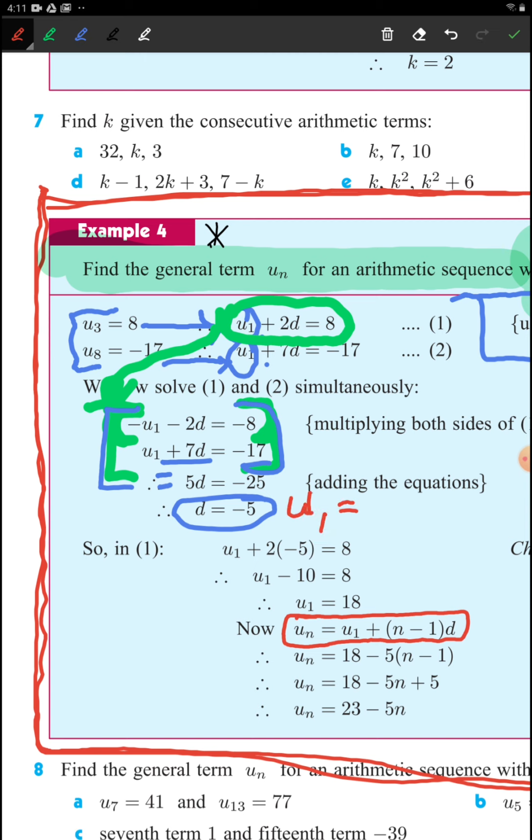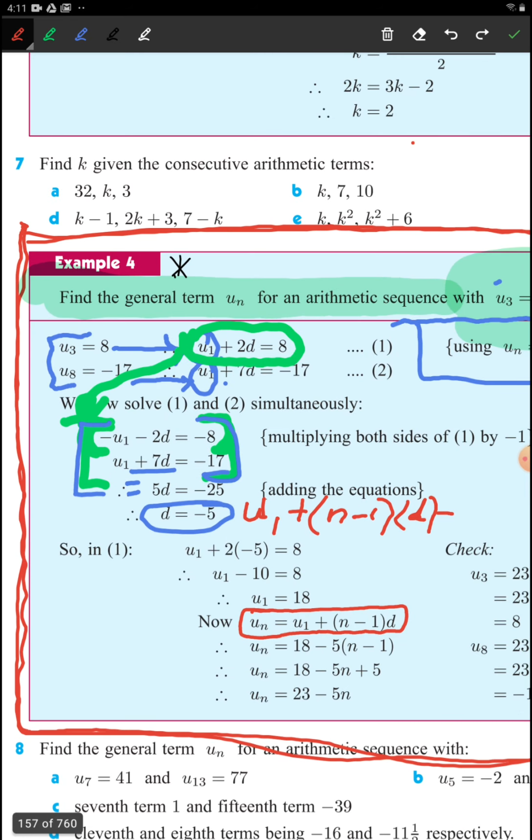U1 plus, n minus 1 times the difference equals U sub n. Okay, I know it's sloppy, forgive me. So U sub 1, that's how they wrote it. I wrote it exactly how they wrote it.